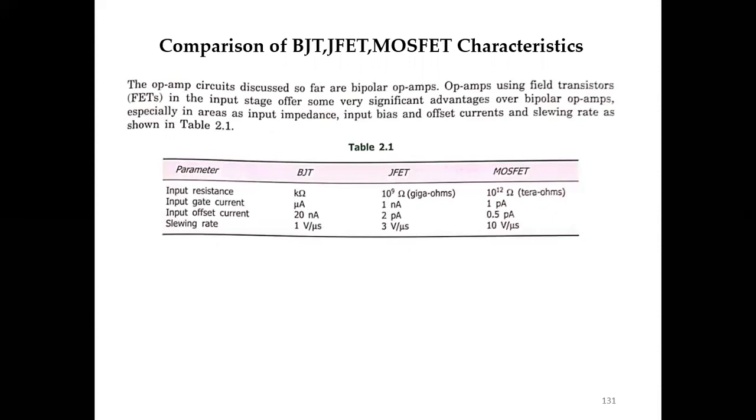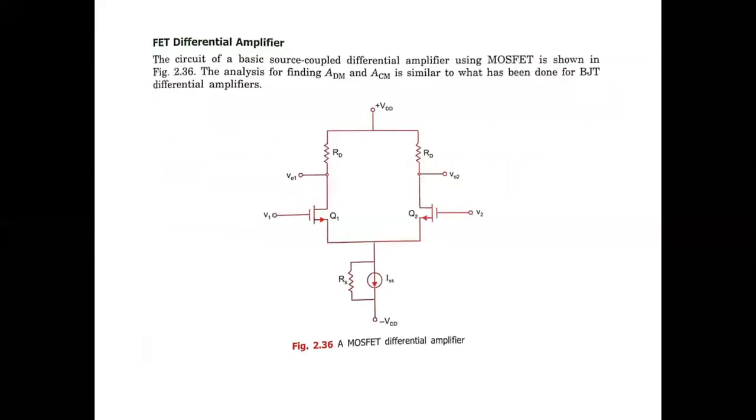So that is the comparison of BJT, JFET and MOSFET characteristics. The differences are in input resistance, input gate current, input offset current, and slew rate. In BJT, it will be kilo ohm, in JFET it will be mega to giga ohm, and in MOSFET it will be tera ohm. So it will differ. If the input resistance is higher, the output will be very high. So we are using the MOSFET mostly, but here we have discussed the JFET concepts.